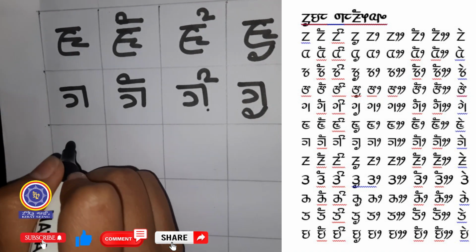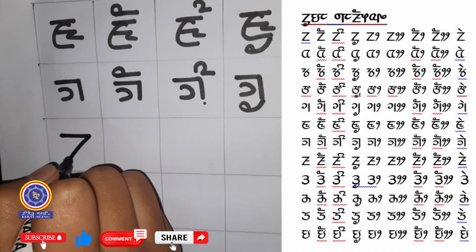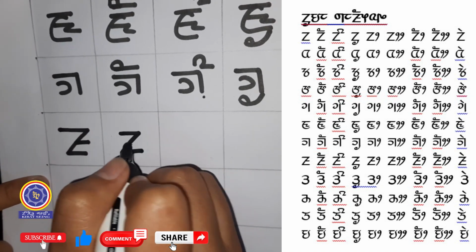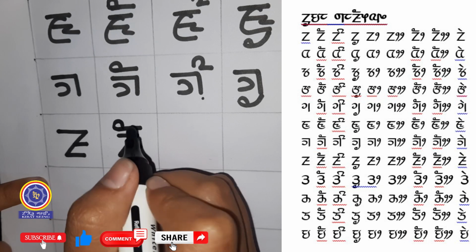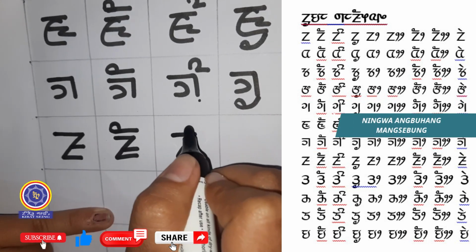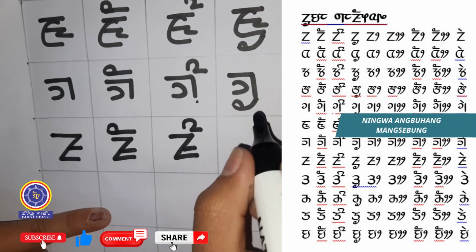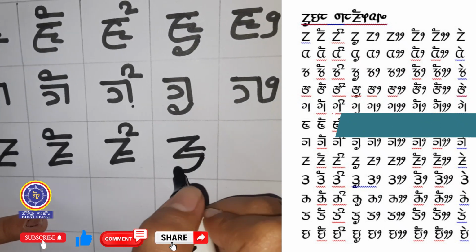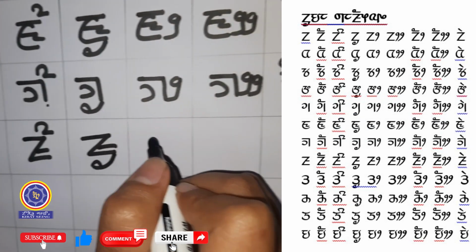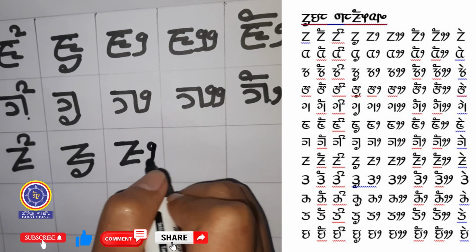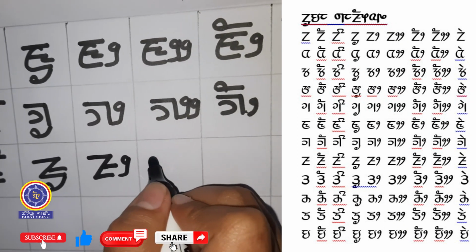And next letter is no. And then no and add amma, no amma na. And no and add iksu, no iksuni. And then write no and add uksu, no uksunu. And again write no and add etu, no etune.